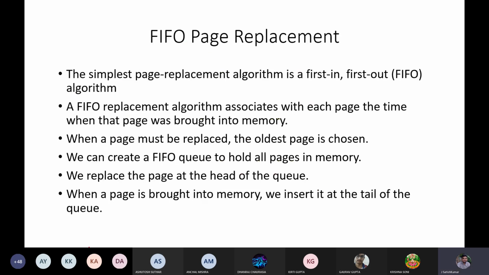The simplest page replacement algorithm is first in, first out, the FIFO algorithm. The FIFO algorithm is like how we deal with a queue. It associates with each page the time when the page was brought into memory. When a page must be replaced, the oldest page is chosen. We create a FIFO queue to hold all the pages in memory. We replace the page at the head of the queue, that is the front of the queue. We delete the head of the queue, and whenever a page is brought into memory, we insert it at the tail.